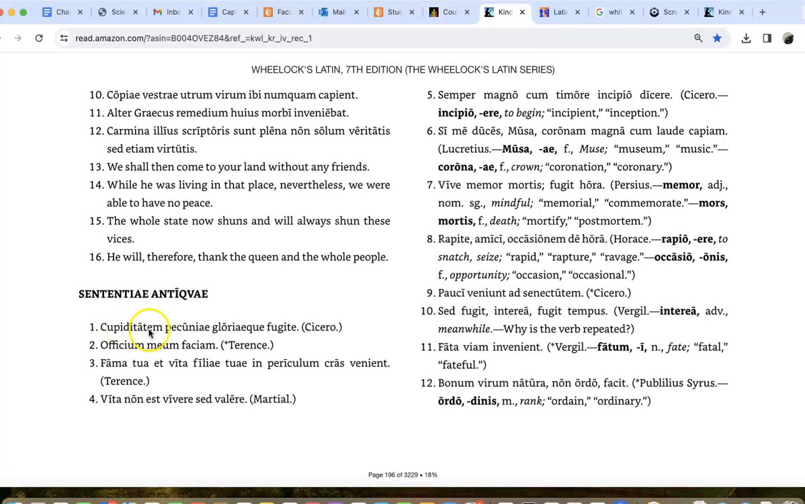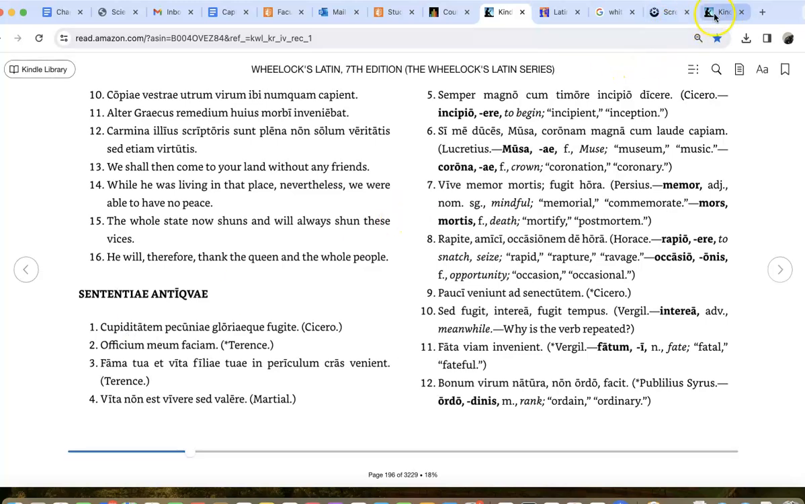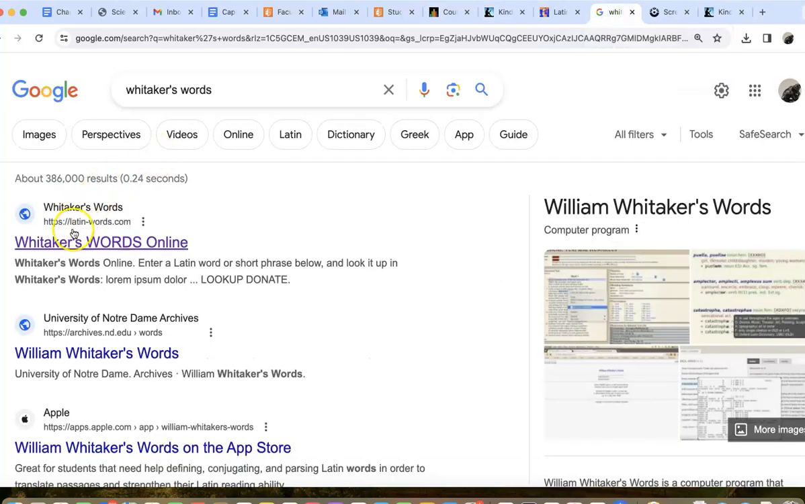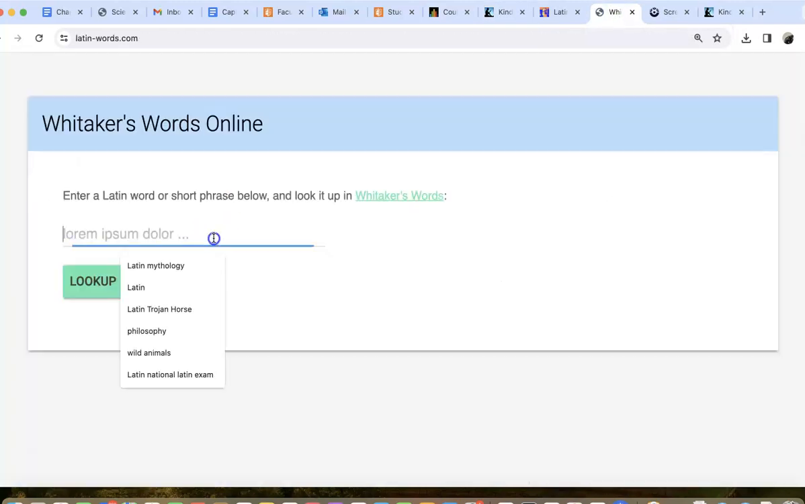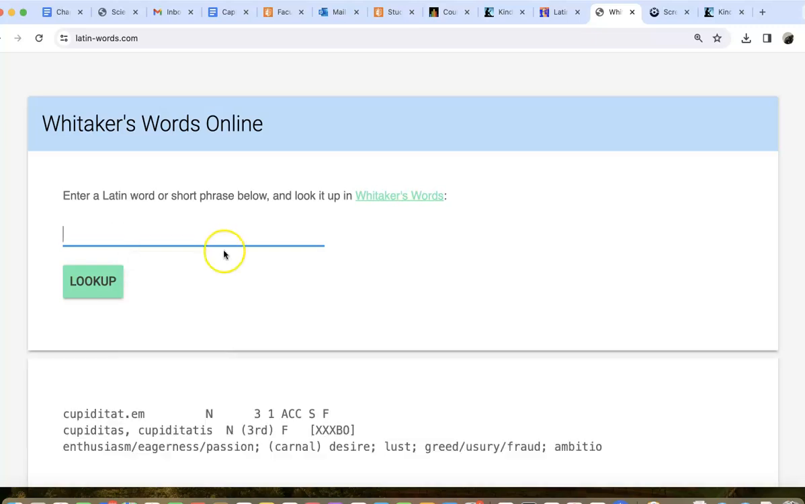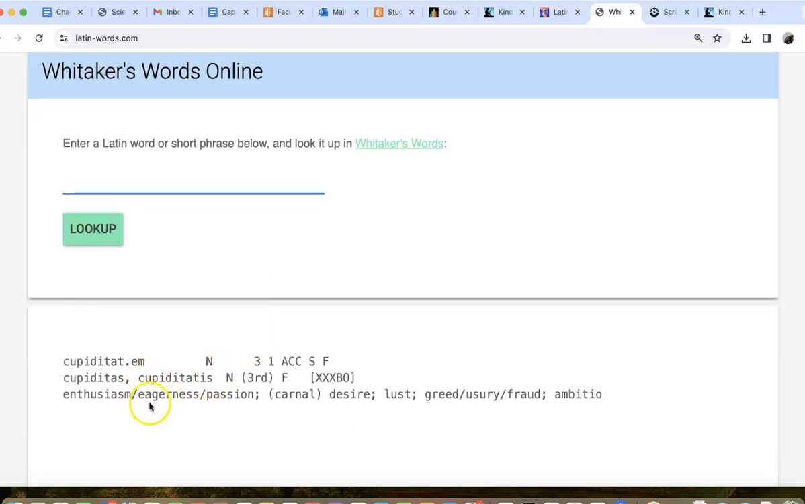So here we have cupiditatem pecuniaeque gloriaeque fugite. So, fugite. When I was learning Latin, and I still do this, we need to make sure we understand the words. I did bring up Whitaker's Words for us here. So this is a good online site. Some of these words have been used before, but you can see this means enthusiasm, eagerness, passion, desire, lust, greed.